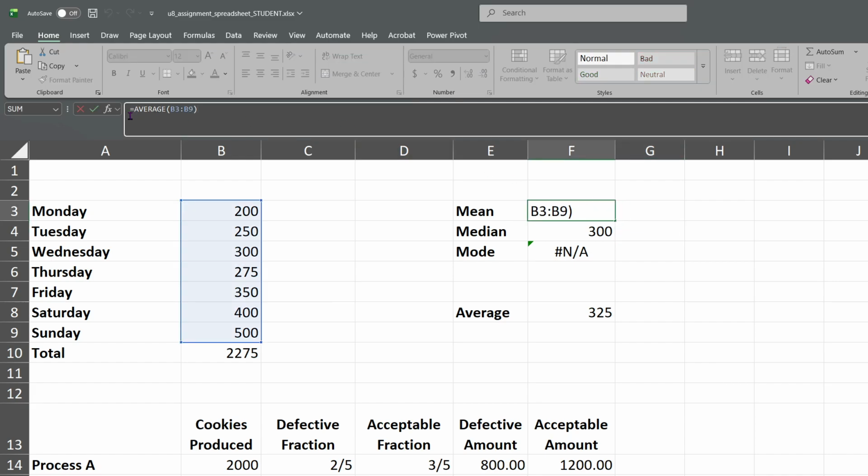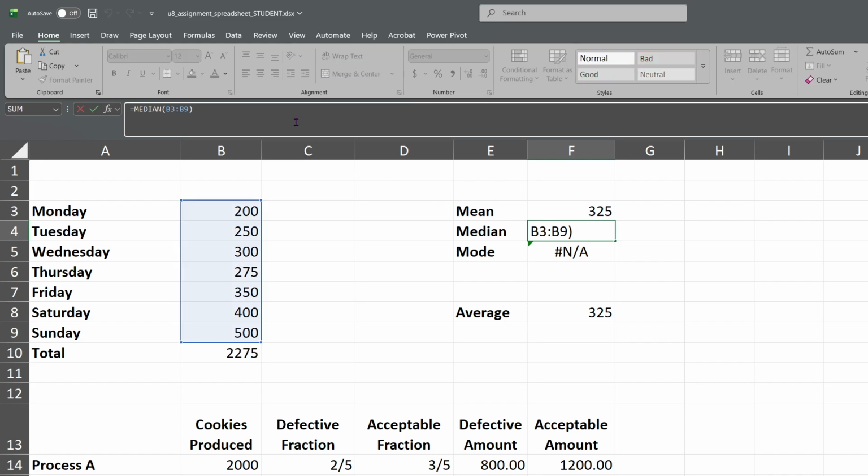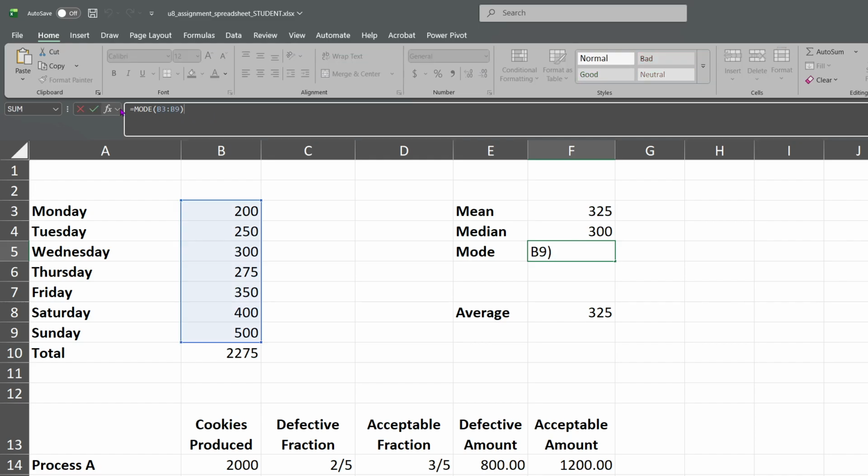Notice how when I'm in this cell and I click into the function bar here, it's telling me I am dealing with this data, B3 through B9. If I click in this data and come back into this function bar, you'll see that I'm still dealing with this data, except this time I'm using the median function. Equals median B3, that colon stands for the range from B3 to B9. Now if you look at the mode, you'll see there is no mode. Equals mode, and that's because no value is repeated, so we don't have a mode.